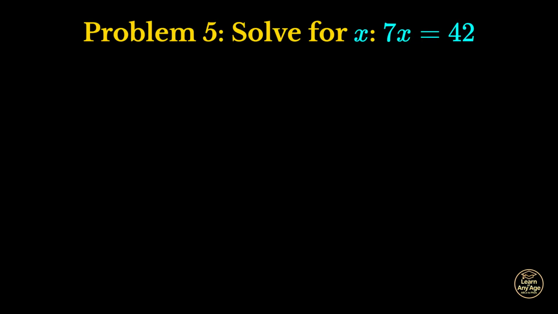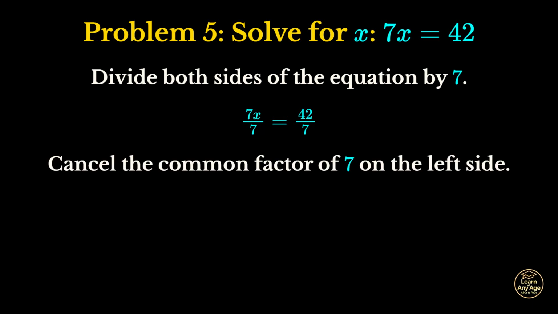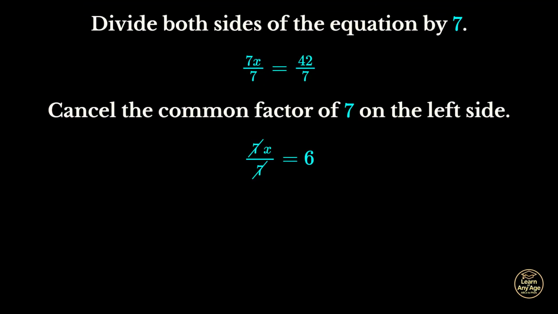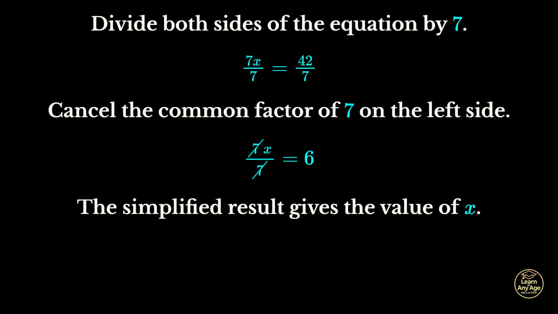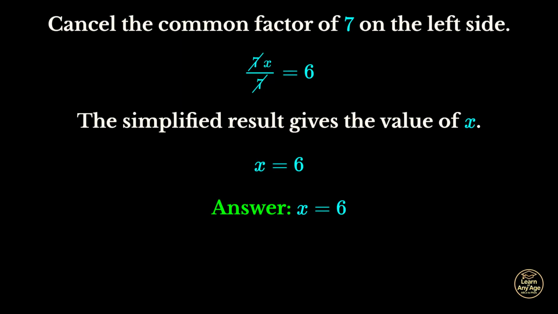Problem 5. Solve for x, 7x equals 42. Divide both sides of the equation by 7. 7x over 7 equals 42 over 7. Cancel the common factor of 7 on the left side. x equals 6. The simplified result gives the value of x. Answer: x equals 6.